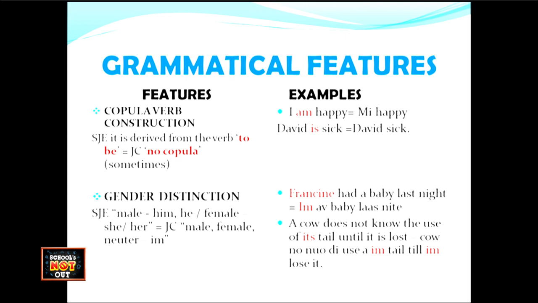So, Francine had a baby last night. Yes, it's a female. She's a female. But what does it equate to in Creole? For some persons, him have baby last night. For the neuter, a cow does not know the use of its tail until it is lost. How do we do this in Creole? Cow don't know the use of him tail till him lose it.